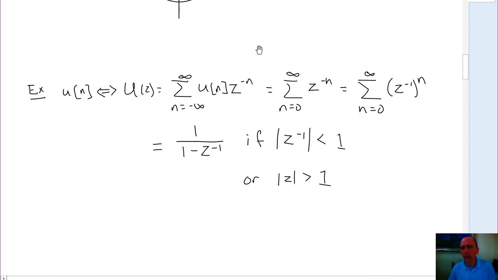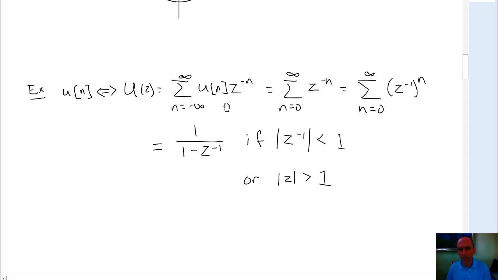Let's start with a simple example. Let's say u of n is the step function, 0 for negative values, 1 for positive values, and let's calculate its transform. We just substitute u of n. Now u of n is 0 for negative values, so we don't have to go from minus infinity to infinity.